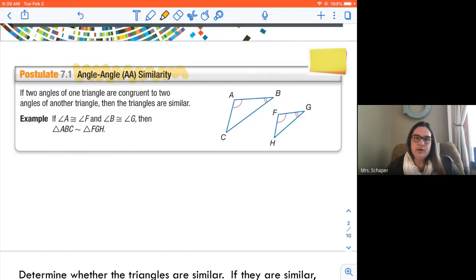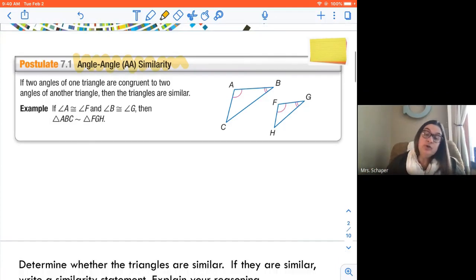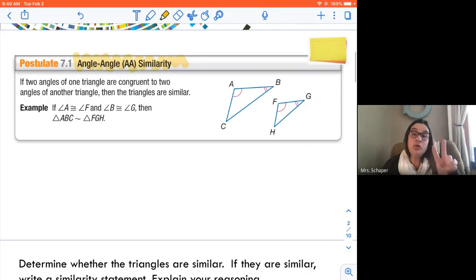Okay, then they're similar. Because automatically the third angle is going to be congruent, because of the third angles theorem. If you remember that from a while ago, it says if two angles are congruent to two angles of another triangle, the third angle is congruent. They call it the third angles theorem. And that's what we're building off of with this one. So you can prove two triangles similar as long as you know that two corresponding angles in one triangle are congruent to two corresponding angles in the other triangle.